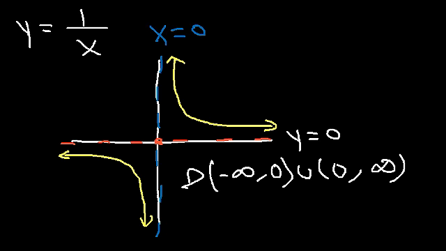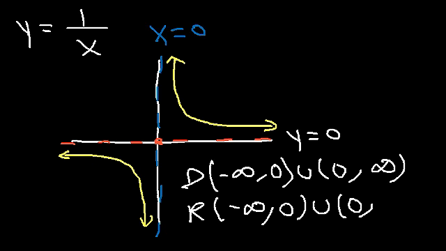Now whenever you have a problem with a horizontal asymptote like this one, where there's only one vertical asymptote, notice that the function can never have a y value of 0. It doesn't touch the horizontal line. So you need to remove the horizontal asymptote from the range. So this is also going to be negative infinity to 0, union 0 to infinity.